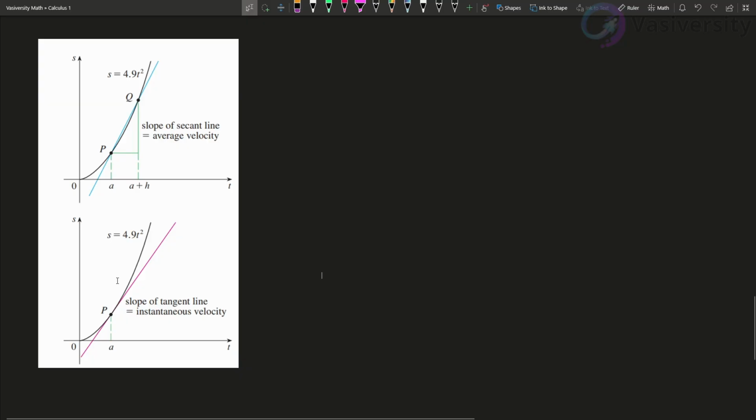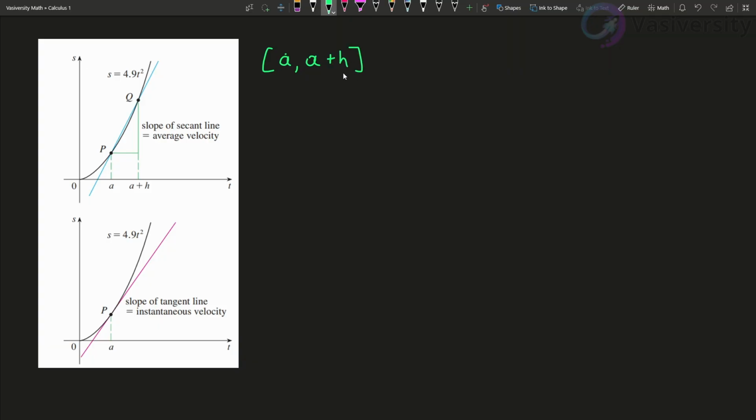Okay, so essentially we can have an interval, right? An interval. So we're going to have a plus h, right? A comma, and then we will have a plus h. This is our x interval here.